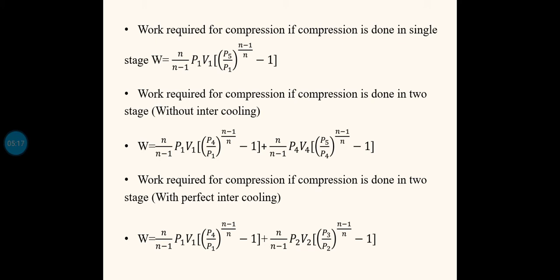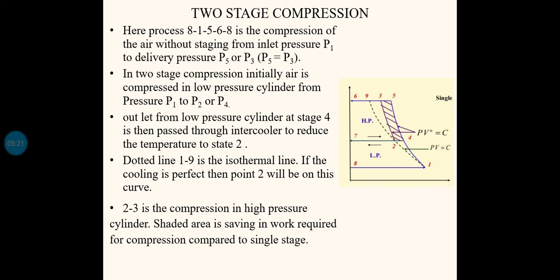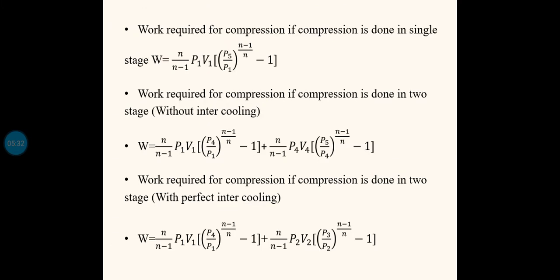So next adding to that the second stage compression work requirement, that is n by n minus 1 P2 V2. The difference you can see here it is V4, here it is V2. Since intercooling is taking place, you can see that there is a change in the volume from V4 to V2. V4 is higher than that of V2. So V2 is less. That means here if you are calculating this one, you are multiplying it with V4. Here it is V2. So this second term will be less compared to this one. So the total work requirement will be lesser than this one. Okay. So that is what is happening.